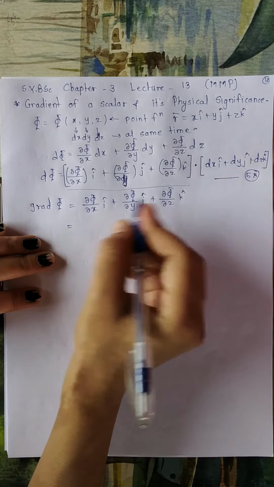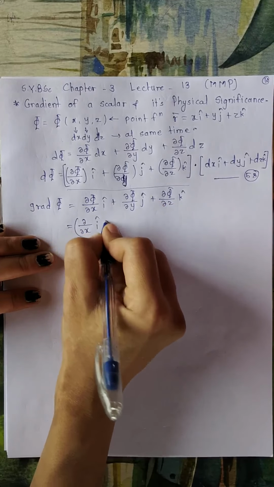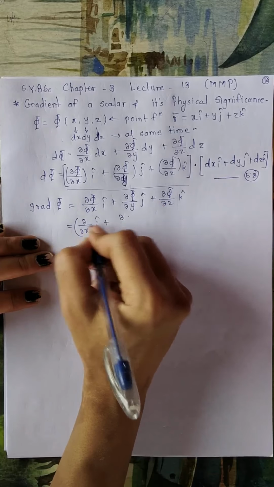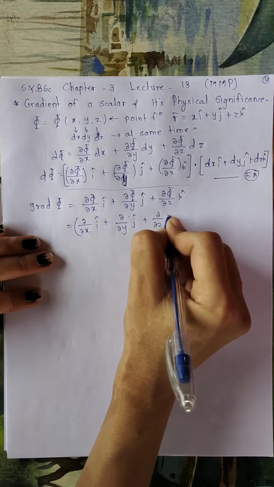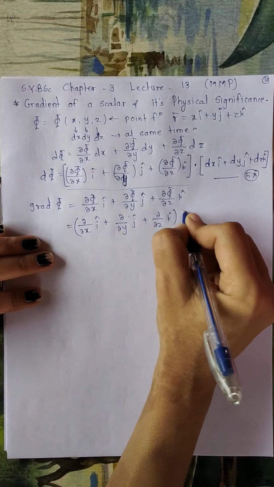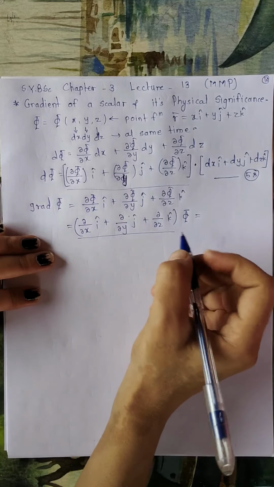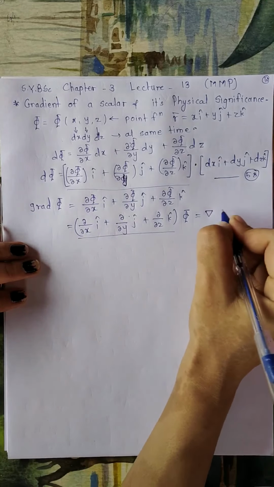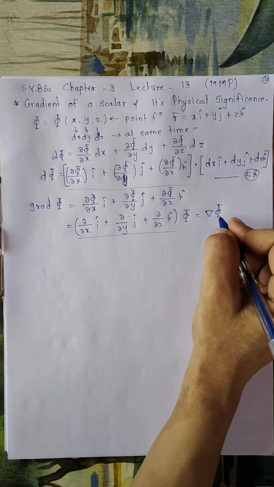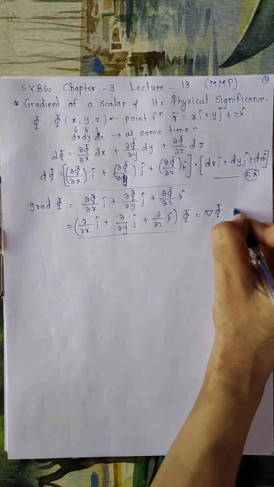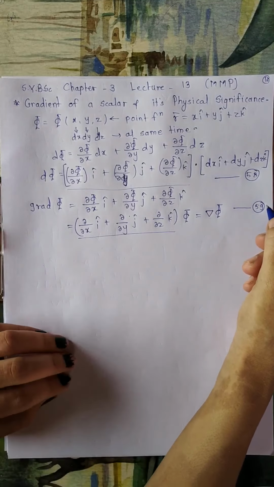How? We will take phi outside and we will operate dou by dou x i cap plus dou by dou y j cap plus dou by dou z k cap on the scalar function phi, and this is nothing but the del operator, that is, the differential operator. This also we have already discussed, which is denoted by del phi. So gradient phi is given by del phi, and this discussion was also done in the previous lecture.